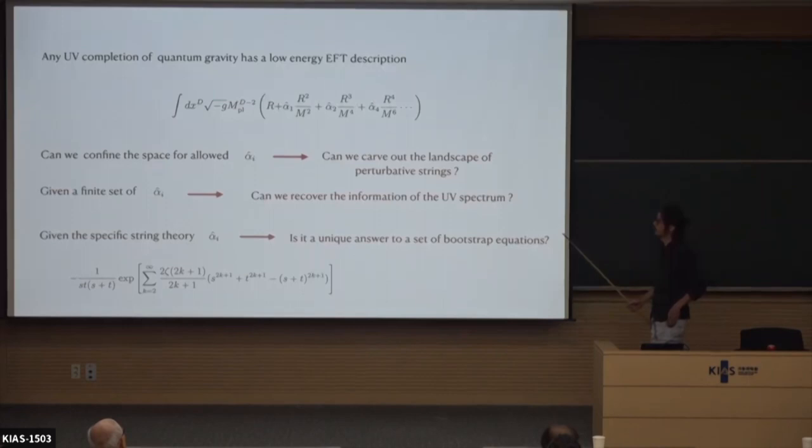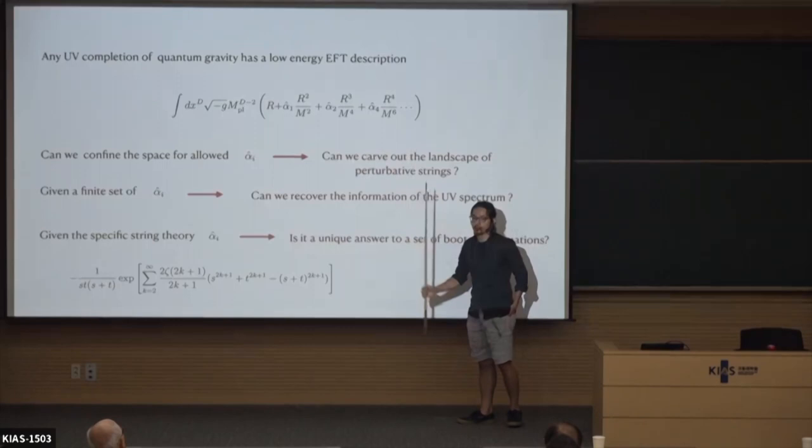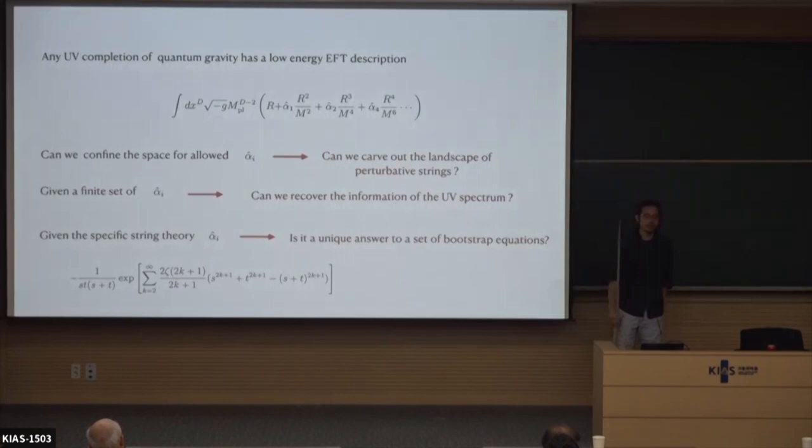The second question is, let's say you already have computed some of these coefficients, let's say the first three. Can you actually recover the information of the UV theory, knowing that it is a string theory, just by these three coefficients, for example? And is there a way to do that? I'll try to address that.